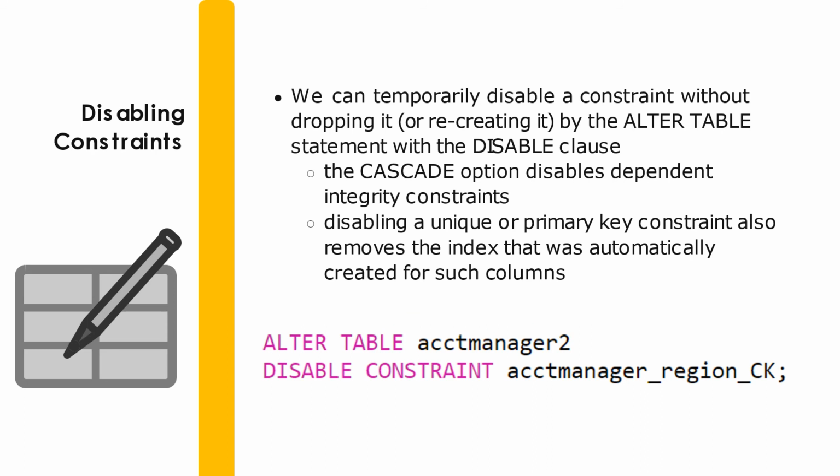We can also temporarily disable a constraint without dropping it completely by using the alter table statement as well. It is as follows: the alter keyword, the name of our table, the keyword disable constraint, and the name of the constraint that we would like to disable. Take note that the cascade option disables dependent integrity constraints. And disabling a unique or primary key constraint also removes the index that was automatically created for such columns.